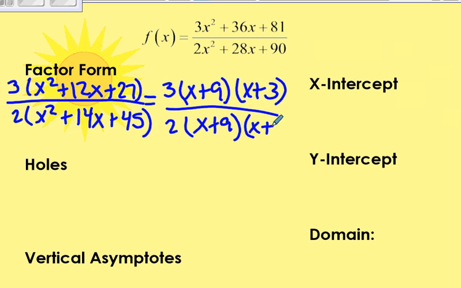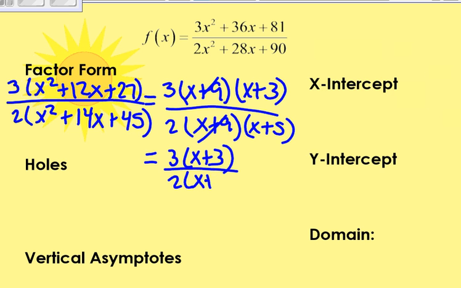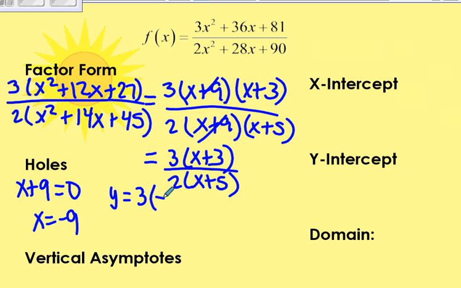x plus 5. So the x plus 9s will cancel out, and our factored form would be 3 times x plus 3 over 2 times x plus 5. Okay, the hole, again, we get by taking out our common factor, which in this case was x plus 9. So we set x plus 9 equal to 0, and we get x equaling negative 9. We're not finished yet. A hole is a point. So we're going to take negative 9 and plug it into what's left to get our y. So we've got 3 times negative 9 plus 3 over 2 times negative 9 plus 5.